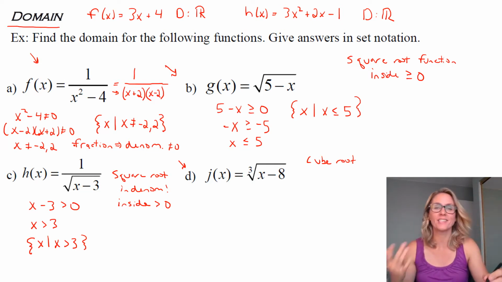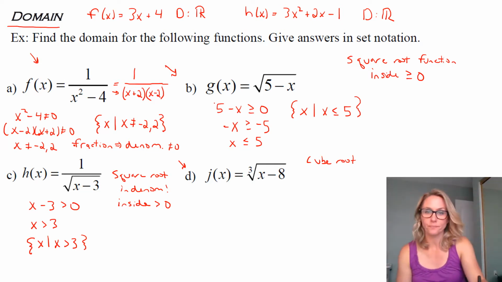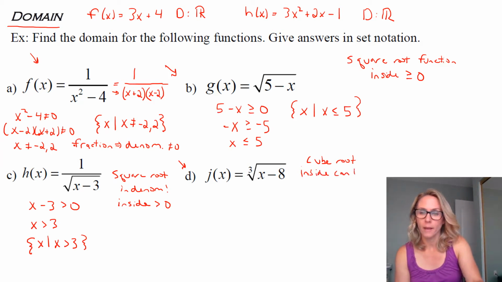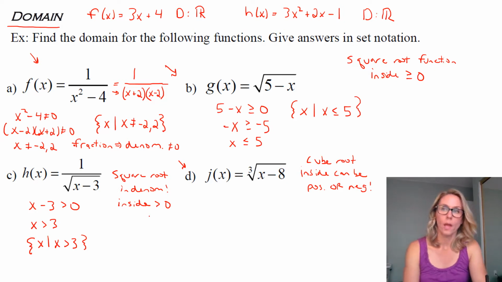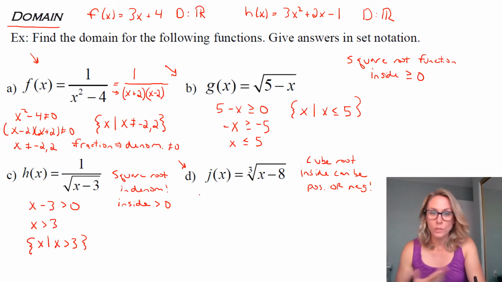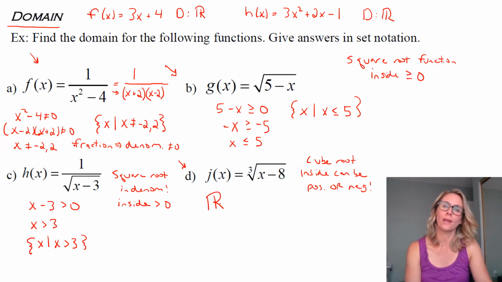All of this is to say that with cube roots, the inside can be positive or negative. And that's great because it really means that the inside can be anything. And you can still find a real number. A real number is still going to come out. Again, it might be rational, it might be irrational, but it's still real. So what that means is that here is another example of a function who has a domain of all real numbers, our cube root functions.